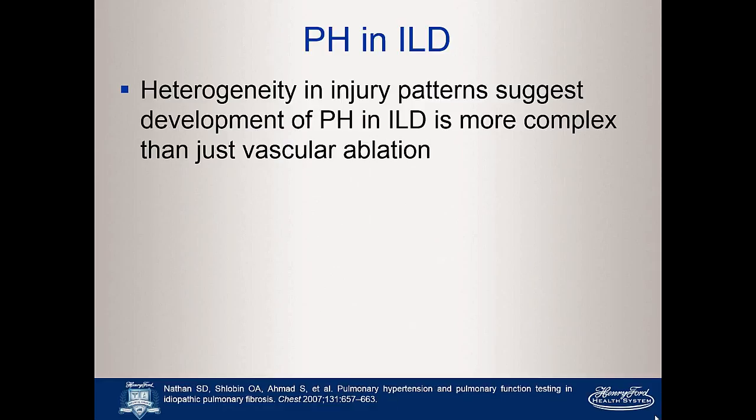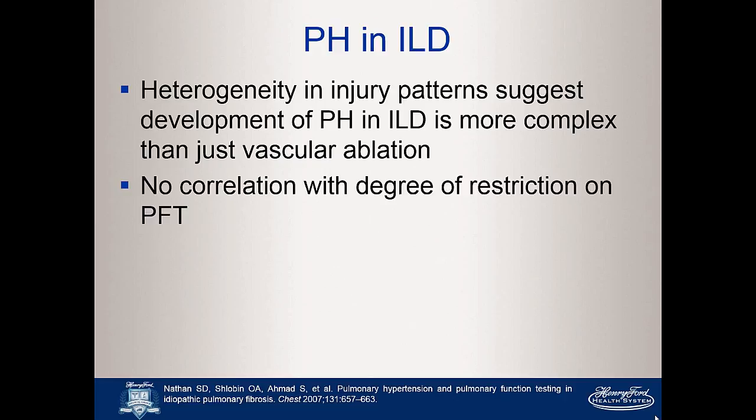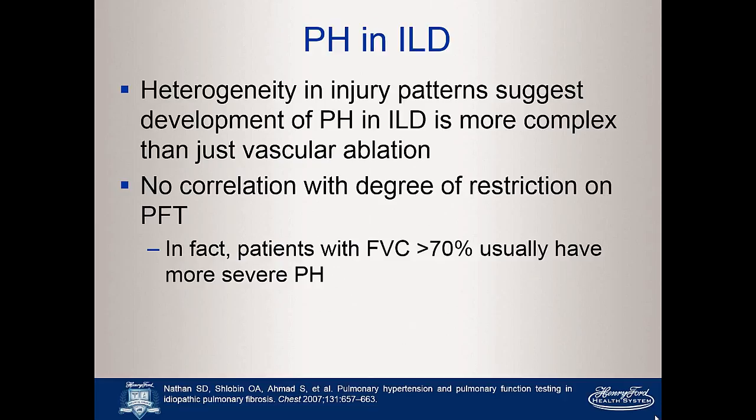And then we have to question, just like in PH, with a fibrotic pattern, is pulmonary hypertension due to just vascular ablation? Seemingly not, because there's heterogeneous patterns in different types of ILDs that all lead to pulmonary hypertension. There's really no correlation with the degree of restriction on PFT and PA pressures. In fact, patients who have an FVC that's greater than 70 seem to have worse PH, and there may be a survival bias to that.